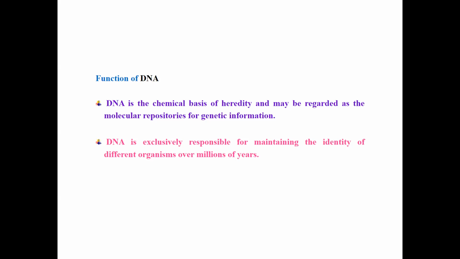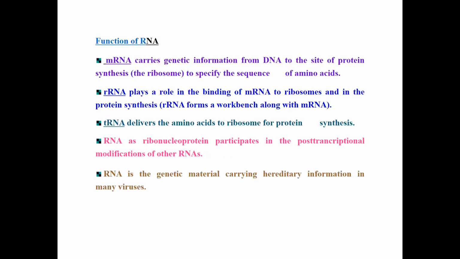DNA is exclusively responsible for maintaining the identity of different organisms over millions of years. For example, Homo sapiens, or cow, or tree. Rice, for example, Oryza sativa, maintains its identity as Oryza sativa due to the DNA inherited from the parents to the offspring. There is another cousin of DNA. A cousin of DNA is called RNA, ribonucleic acid.